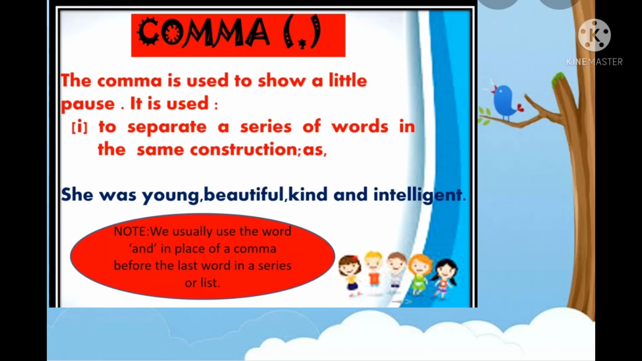Here is one note. We usually use the word 'and' in the place of comma before the last word in a series or a list. So you might have noticed all the times that when we use different words of the same series, we end the last word with the word 'and'.